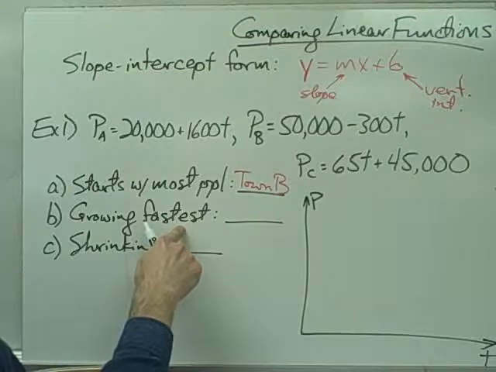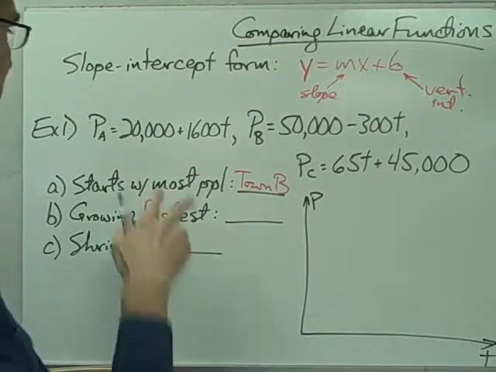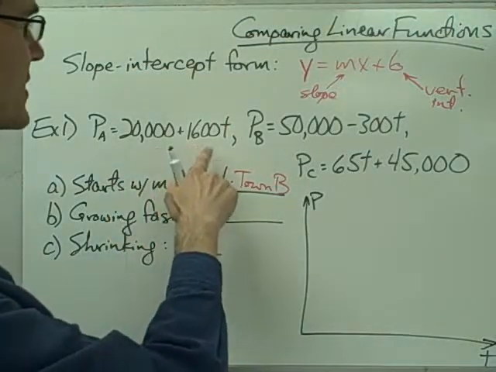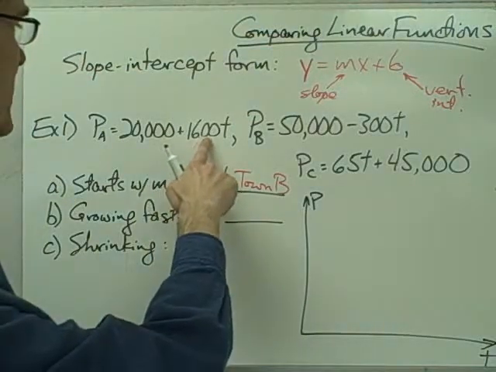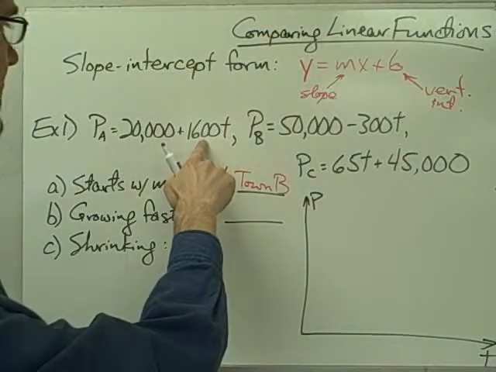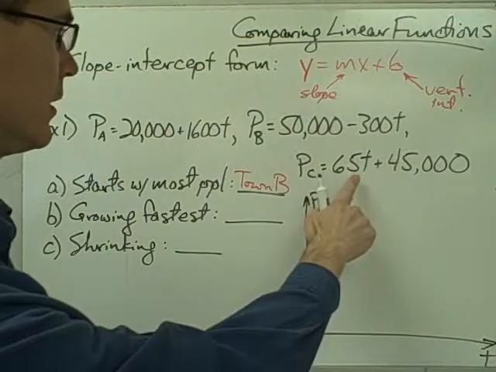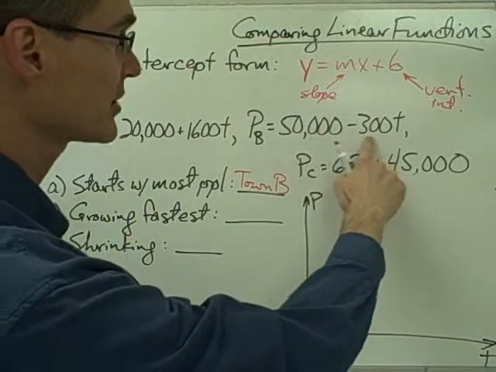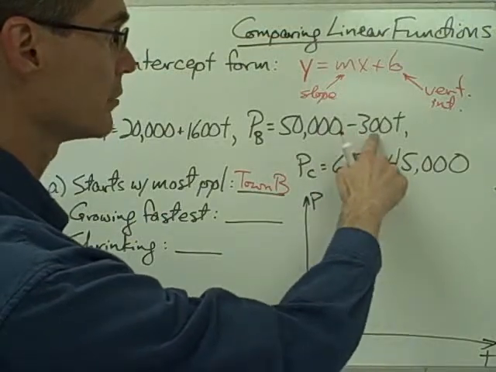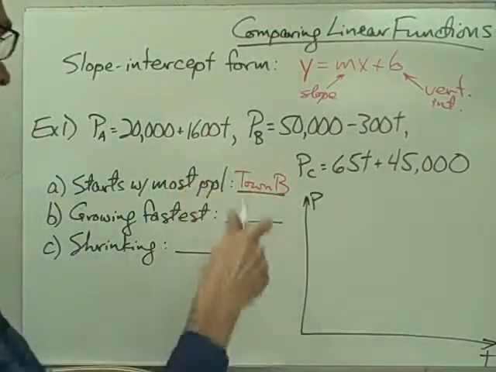Which town is growing the fastest? Well, let's see. Growing the fastest means it's adding the most people every year. It looks like every year this town is adding 1,600 people. This town is only adding 65 people every year. This town is actually losing 300 people every year. So this town, town A, is growing the fastest.